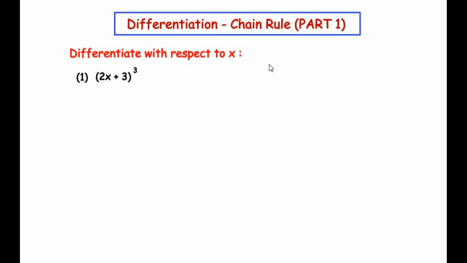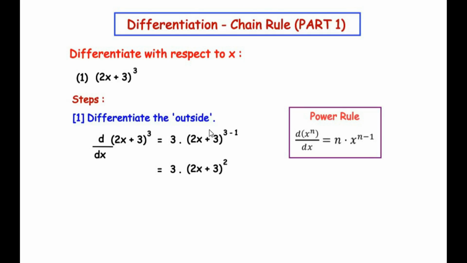Differentiate with respect to x. The first one is 2x plus 3 the whole cube. Now when we are differentiating these kind of functions with respect to chain rule, we have to make use of 3 steps. So let us start with step number 1. The step number 1 is differentiating the outside.